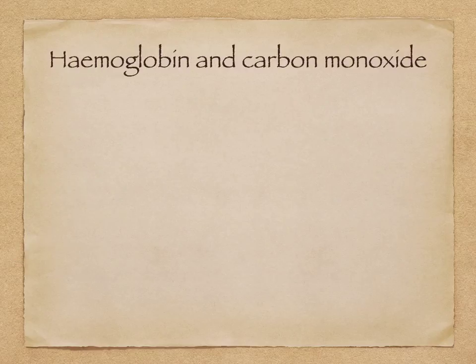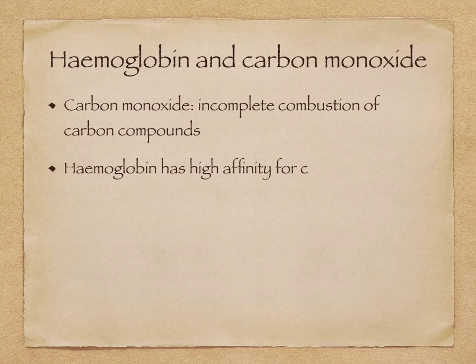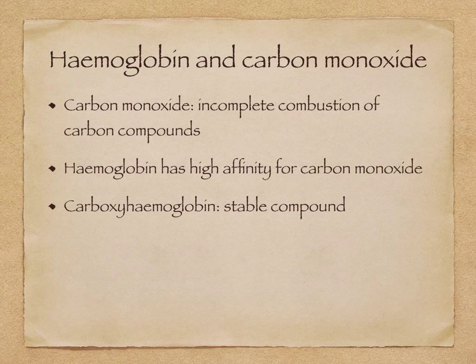Right, let's have a look at hemoglobin and carbon monoxide. Carbon monoxide is made from the incomplete combustion of carbon compounds, for example, exhaust fumes and cigarette smoke. Hemoglobin has an affinity for carbon monoxide about 250 times greater than oxygen. So even at low partial pressures of carbon monoxide, carboxyhemoglobin is formed. And carboxyhemoglobin is a very stable compound.